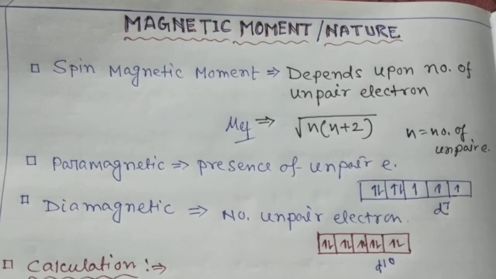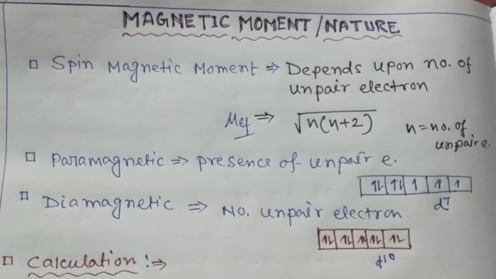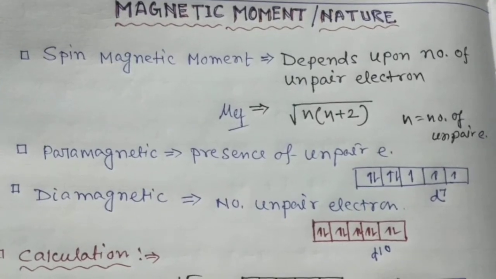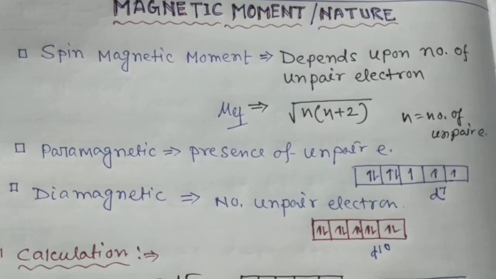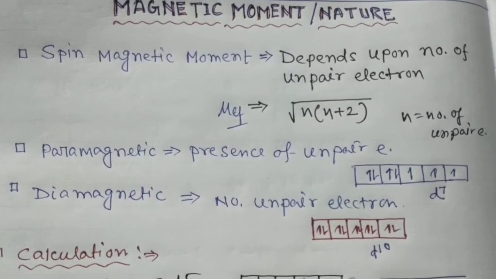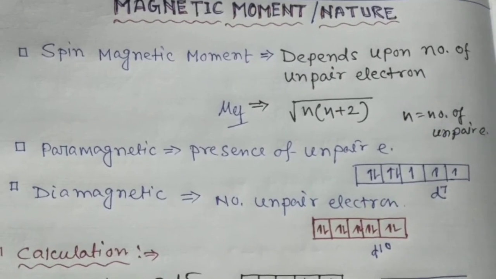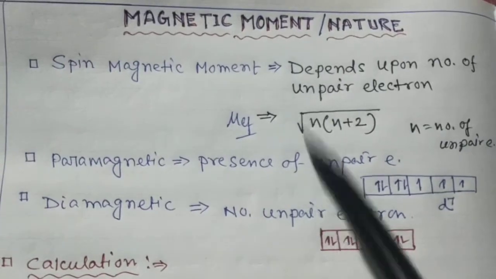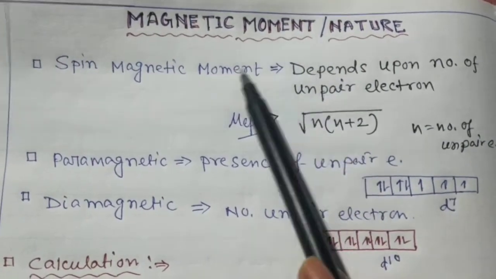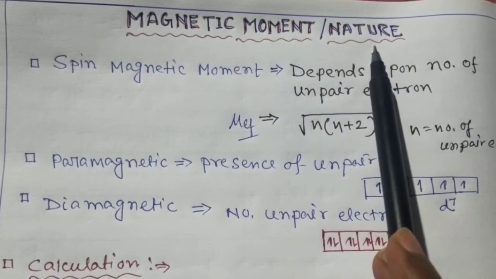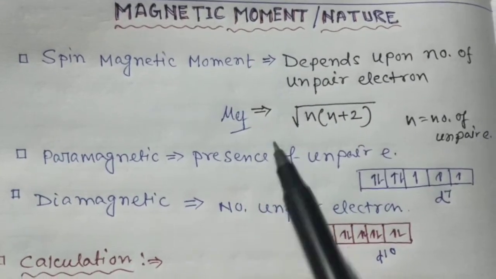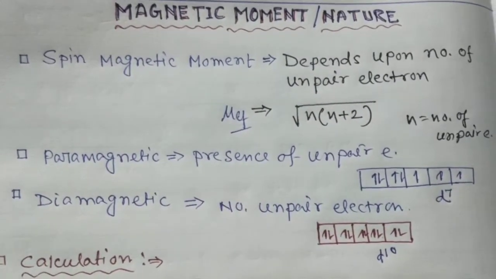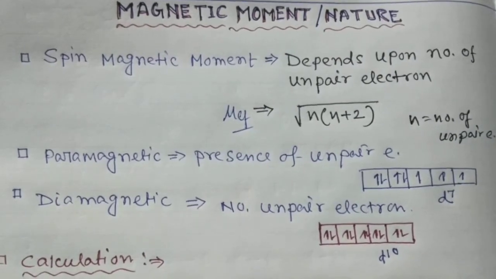In the last video, we discussed lanthanide and actinide chemistry, that is F block elements. If you haven't seen those videos, please see them. Today's class, we will discuss magnetic moment or magnetic nature. This is very important for SLST chemistry, NET, JE.